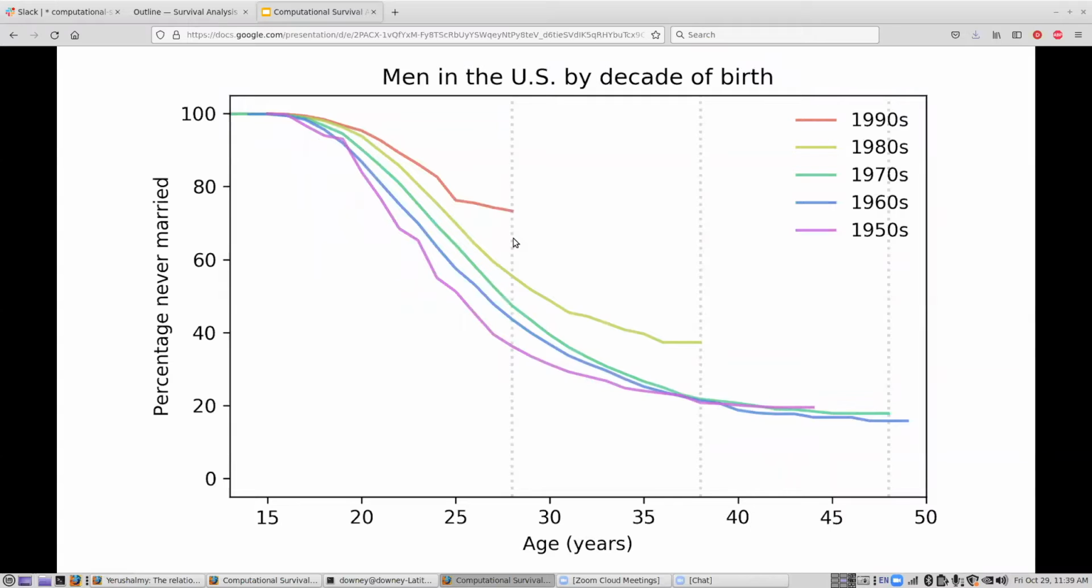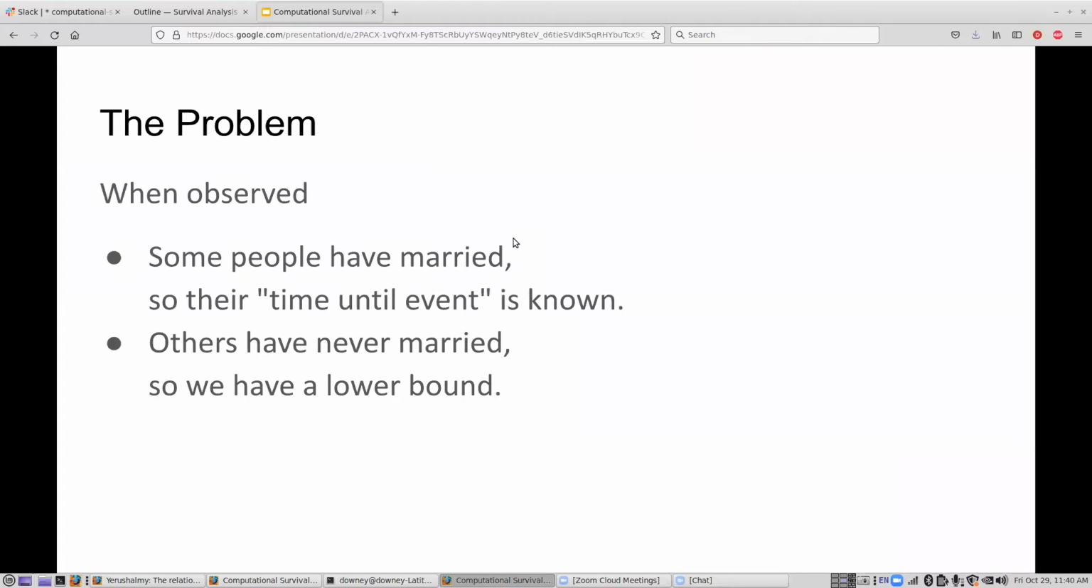This is the same graph for men. The data don't go back quite so far in time because this survey didn't start collecting data for men until later. But we have data again for men who were born in the 1990s. And again, we see the same kind of generational change, but not quite as dramatic. So that's an example of survival analysis. And in particular, the graphical representation there is the survival curve. It shows the fraction of people who have survived up to a particular point in time.